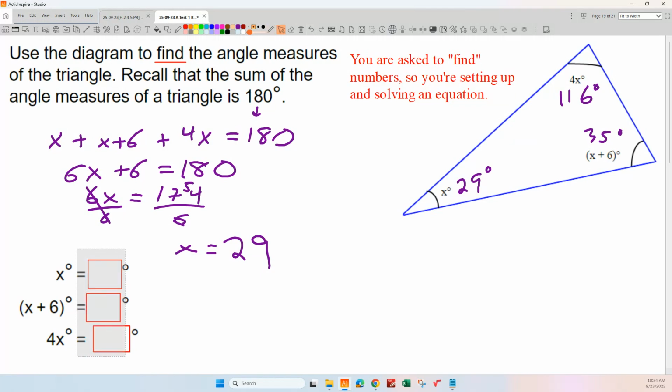Okay, and we could check those. Okay, what do you know? We got them. Okay? How could I do a real quick check on this just to see if I think I got it right? Add them up. They should add up to 180. Yeah. Okay.